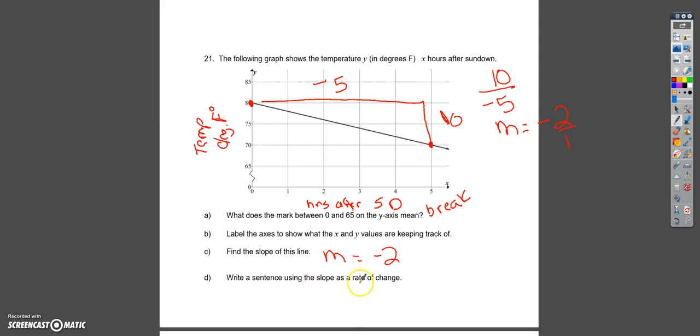Write a sentence using the slope as a rate of change. So my slope is going to be the temperature falls 2 degrees every hour. The temperature falls, because it's negative, it decreases 2 degrees every 1 hour after sundown.